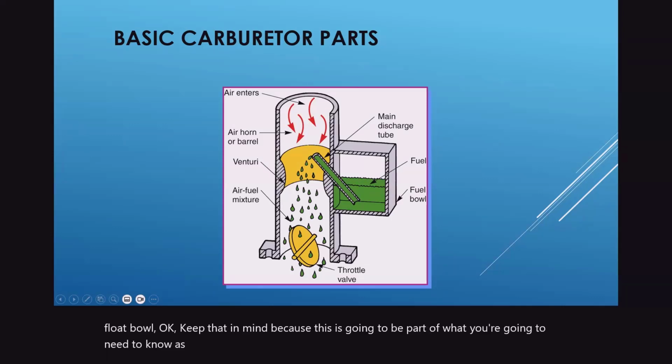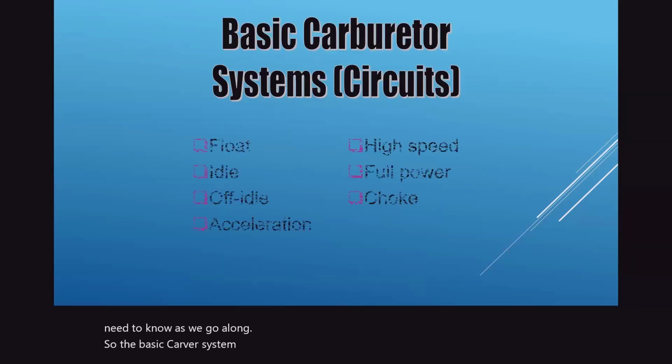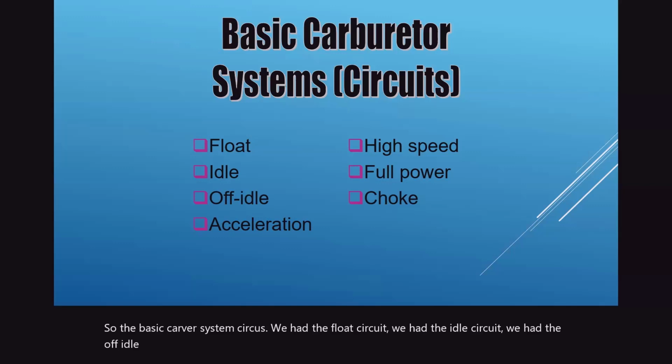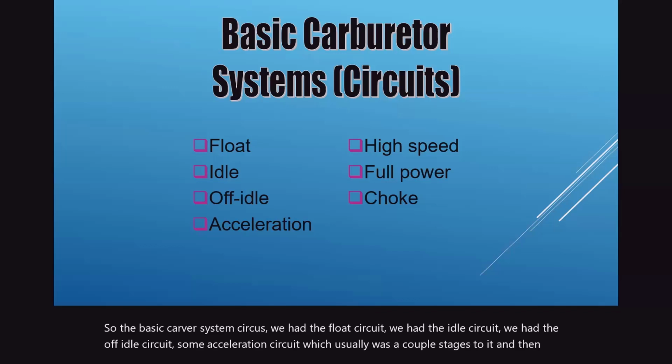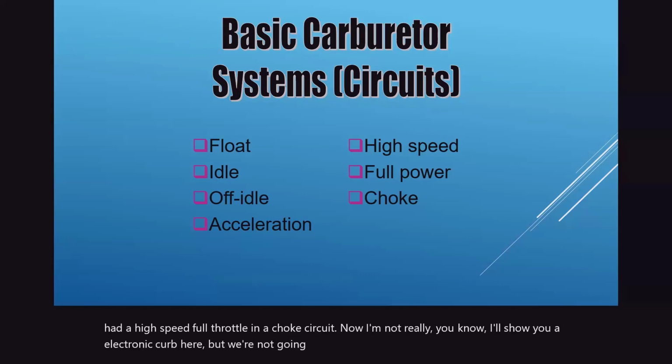So the basic carburetor system circuits: we had the float circuit, the idle circuit, the off-idle circuit, some acceleration circuit, which usually had a couple of stages to it. And then we had a high speed, full throttle, and our choke circuit. Now, I'll show you an electronic carburetor, but we're not going to get deep into that. I'll do some more videos on that as we go along.